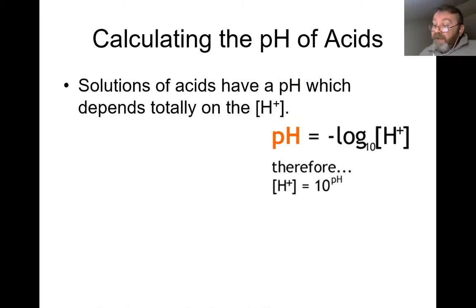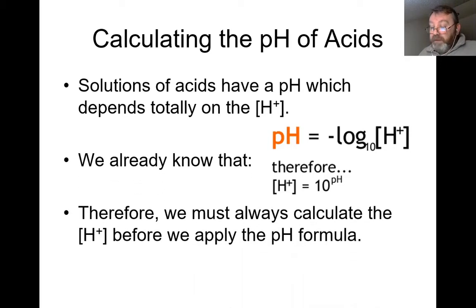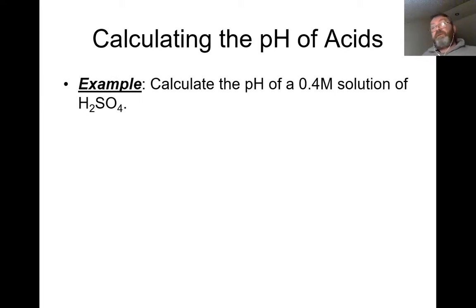Solutions of acids have a pH which depends totally on the hydrogen ion concentration. Therefore, we must always calculate the H plus concentration before we apply the pH formula. You now know that. Okay, if I give you a certain molarity or a certain concentration of H plus ions in solution, you simply stick them into the formula. But you don't use the formula unless you know the concentration of H plus. Now, what happens if they don't give you the concentration of H plus? What happens if they give something like this? Calculate the pH of a 0.4 molar solution of H2SO4.